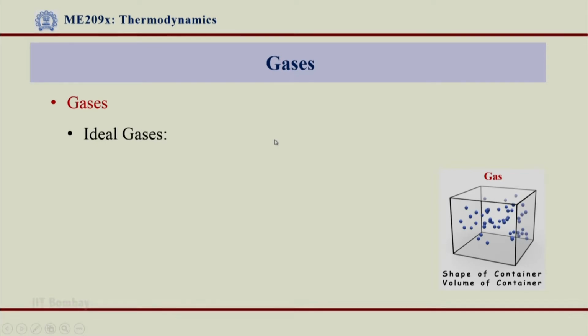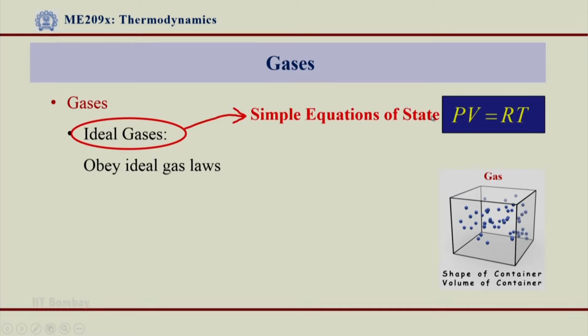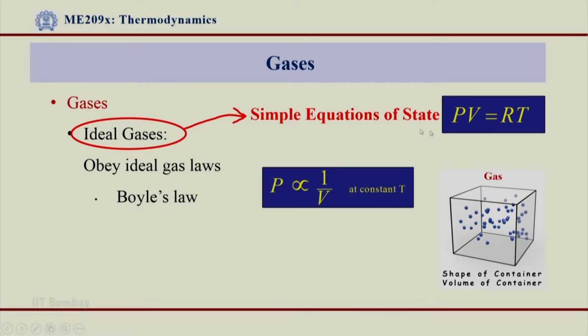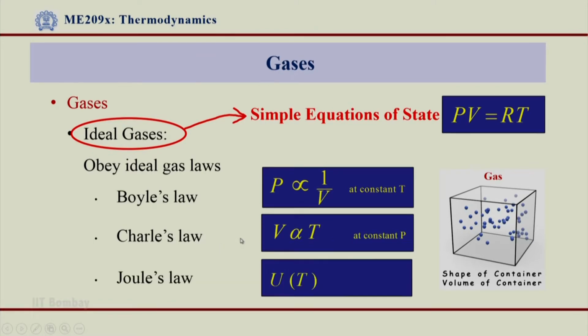Gases, as we all know, include ideal gases, which obey the ideal gas law, a simple equation of state, PV is equal to RT. They also obey the basic laws of gases: Boyle's law, which says PV is equal to constant when temperature is constant; Charles's law; and Joule's law, which says thermal energy is a function of temperature only. These are very simple gas laws.